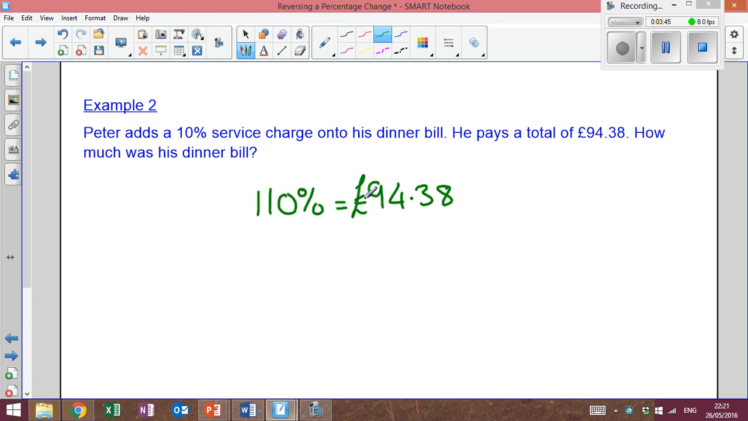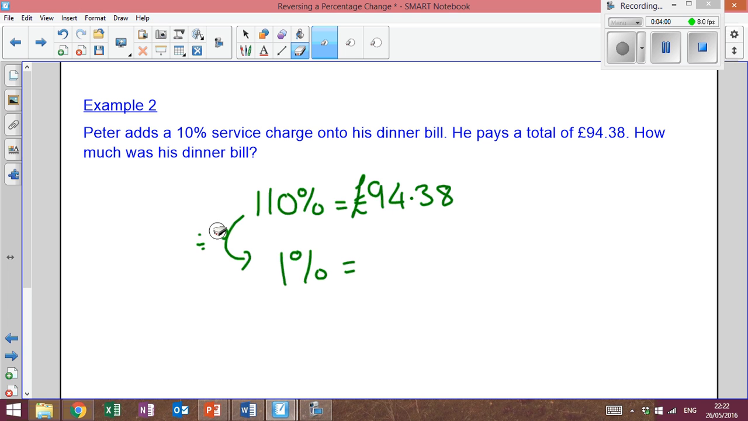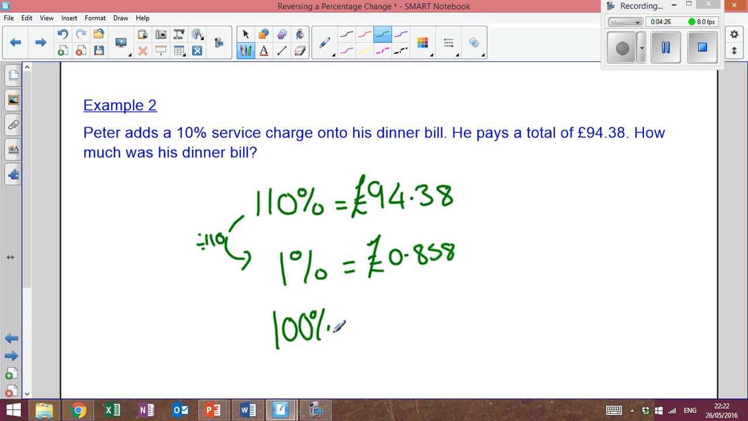So £94.38 is 110%, and if you've got a calculator, just work your way down to 1%. To do that, I divide by 110, not 100. Divide by 110, and that gives you 0.858. Then to go from 1% to 100%, you multiply it by 100. That's going to be £85.80. So his dinner originally cost £85.80.